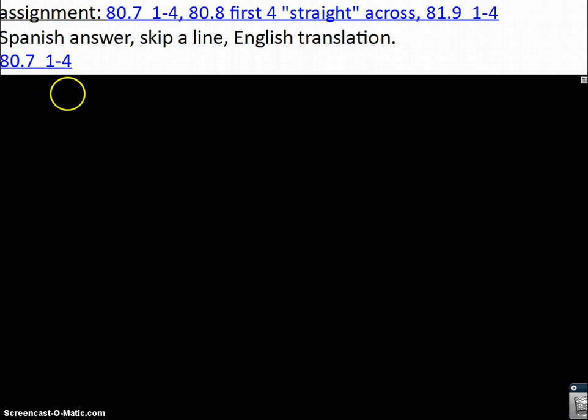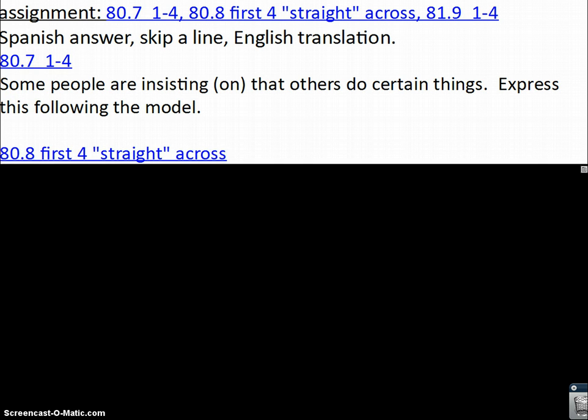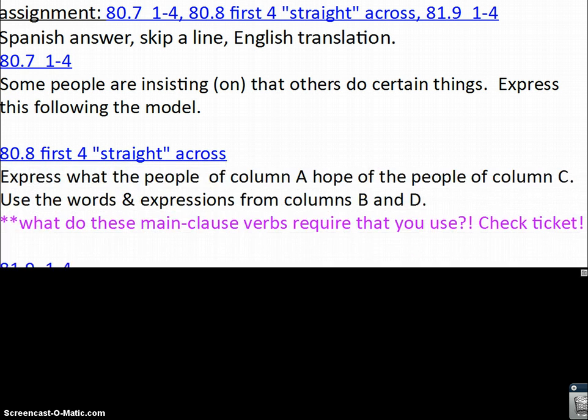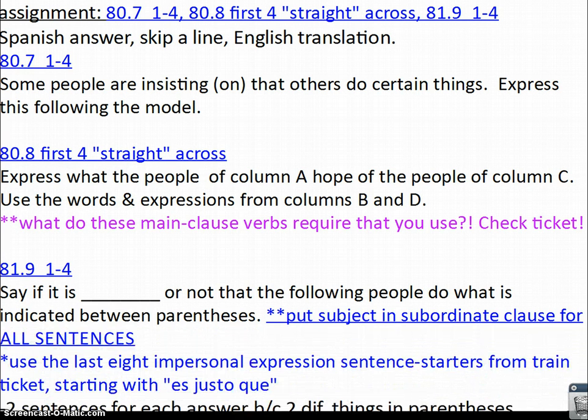On page 80, you're going to do exercise 7, just numbers 1 through 4. Page 80, exercise 8, you're going to do the first 4 going straight across. And page 81, exercise 9, you're going to do 1 through 4. I'm now going to go into a more in-depth explanation of each one and also include the exercises here.